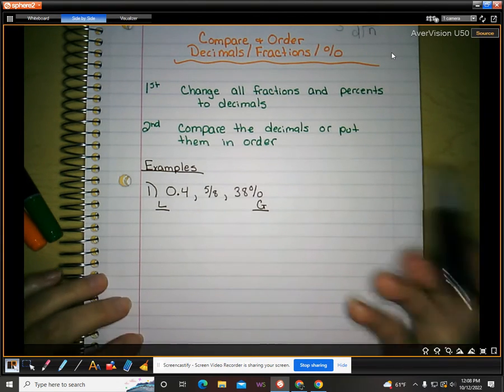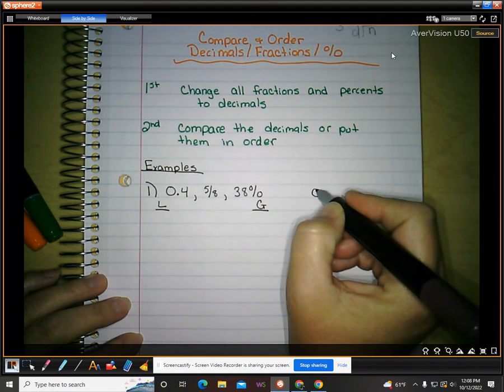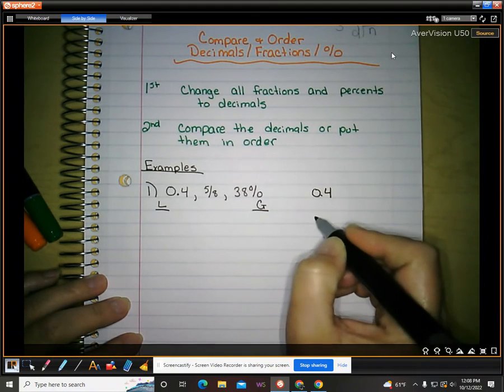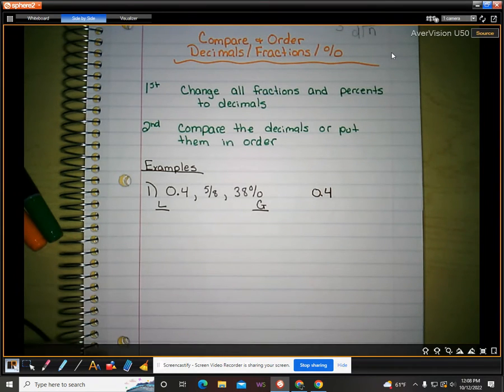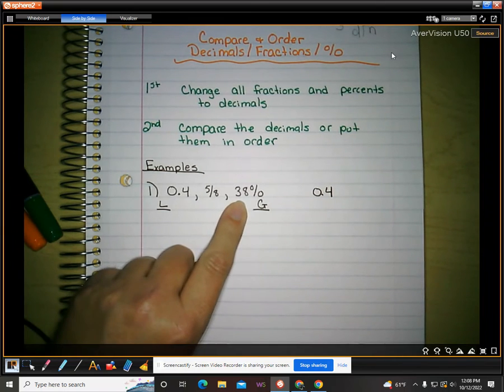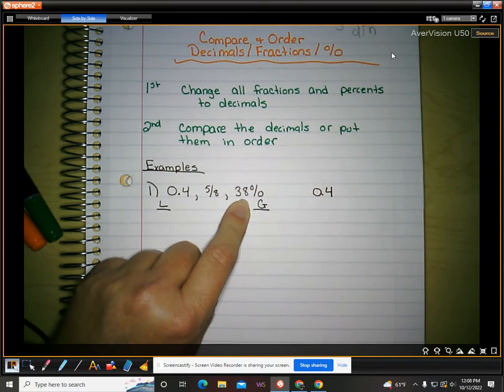1 is already a decimal. So yesterday we looked at stacking them one on top of the other. Okay, so we can compare them. I would do my percent first because my percent's easy. What is 38% going to be as a decimal? Remember, there's no math involved. Leah?